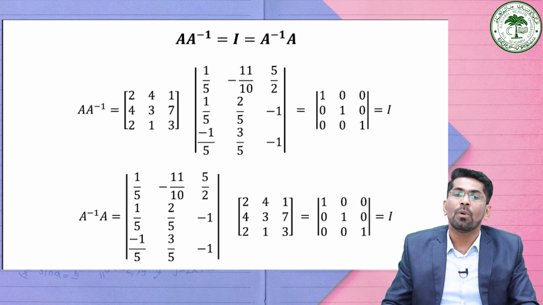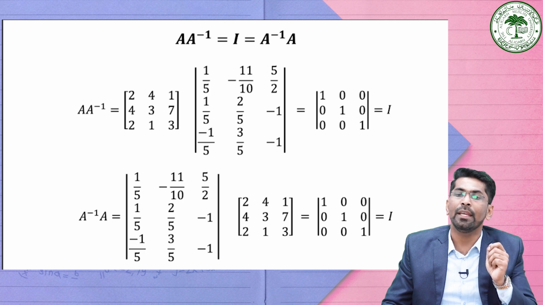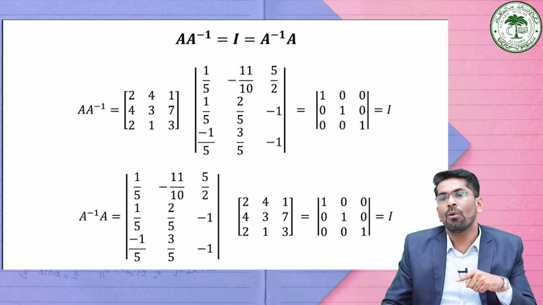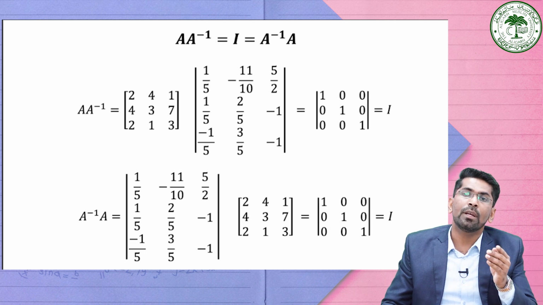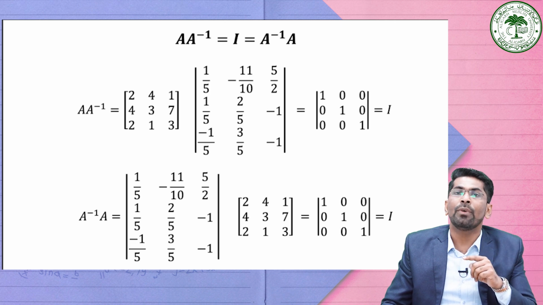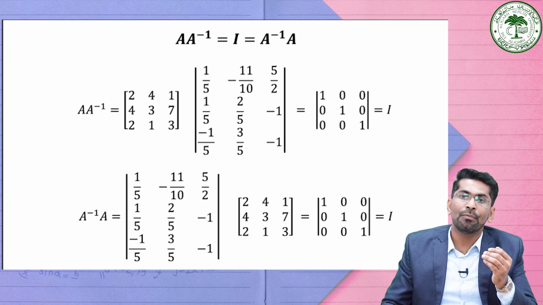I hope you are clear about the stepwise procedure to find the inverse of a matrix. The first step is to find the determinant of the given matrix. After that, you find the minors and the cofactors and frame the cofactor matrix. After getting the cofactor matrix, you take its transpose, that is you interchange rows into columns and columns into rows, and you get the adjoint of the matrix. After getting the adjoint, finally you apply the formula for the inverse of a matrix, which is 1 by the determinant of A times the adjoint of A. Accordingly, you can find the inverse of a matrix.